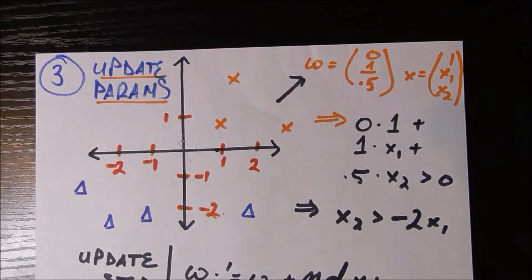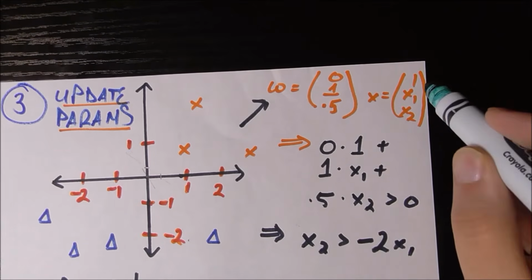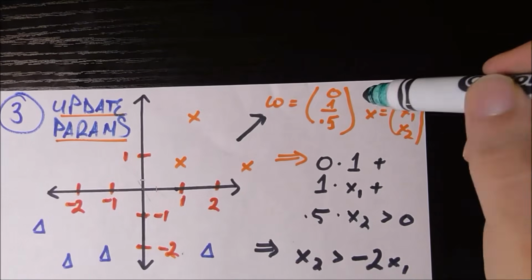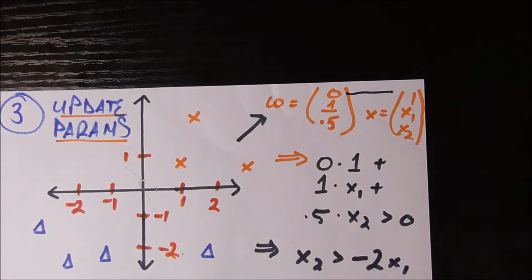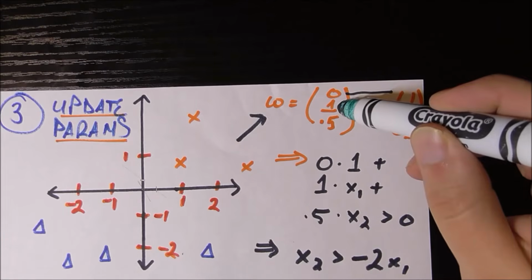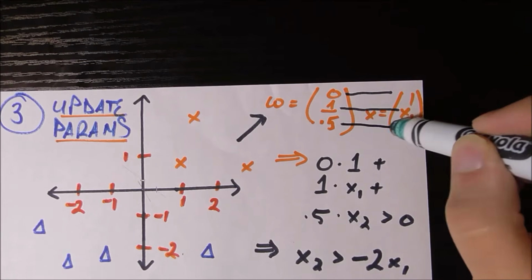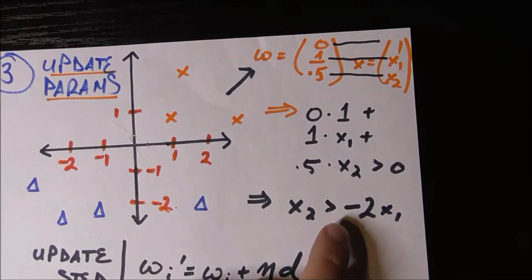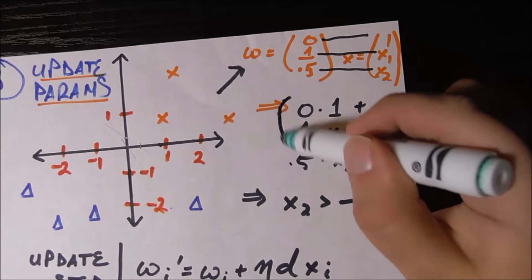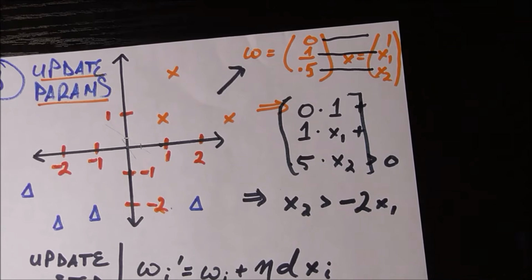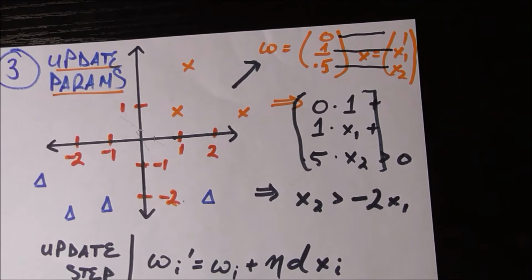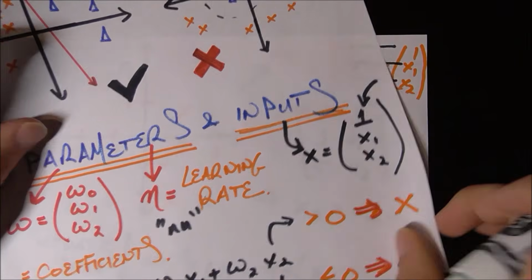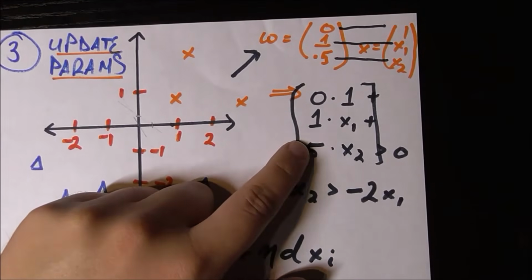So for any given input, x1 and x2, of course the coefficient term, what we do is take that 0, the first element of the omega vector, with this 1 here, this 1 in the omega vector with the x1 and the 0.5 with the x2. We do the corresponding multiplications and add them together, which is the quantity you see right here. And what we do is check if that's bigger than 0, right? Because from the previous sheet, if that's bigger than 0, we assign it as an x. We check if it's bigger than 0.